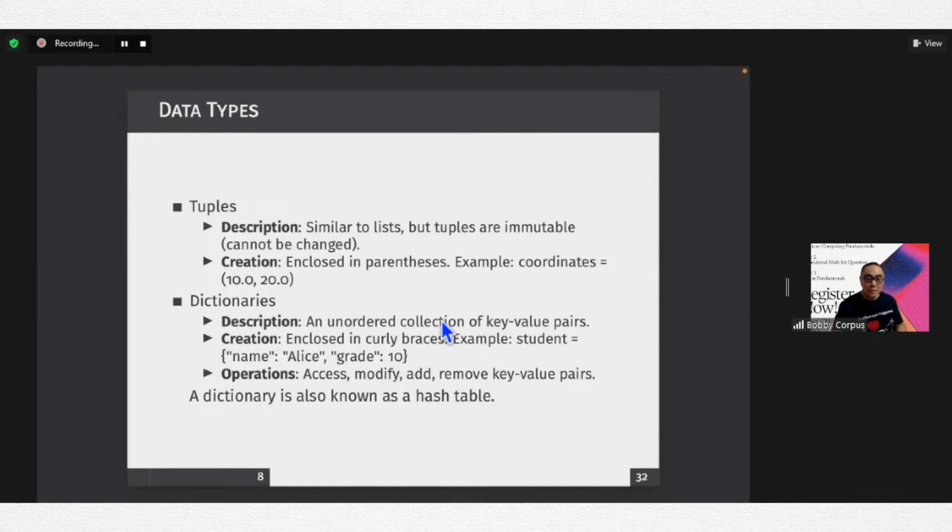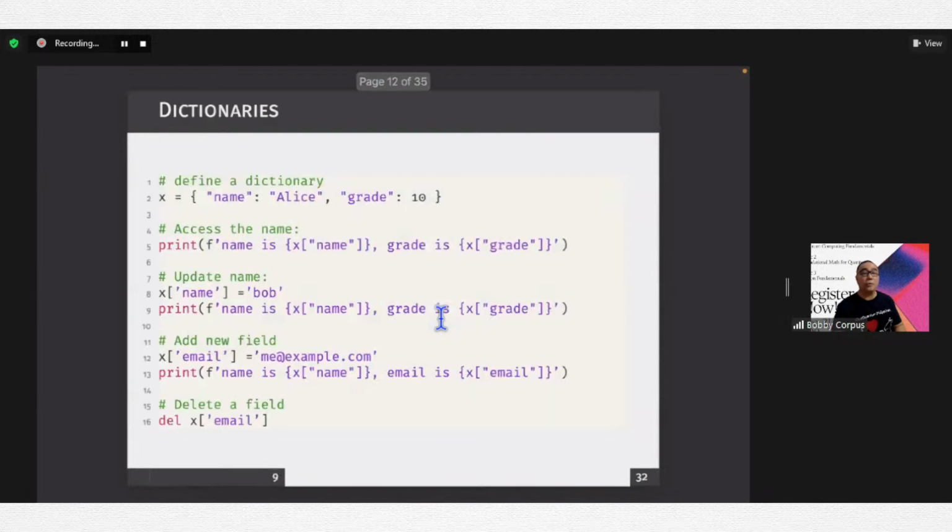Tapos may iba pang after dictionary is so ito yung mga samples ng dictionary, no? So dictionary looks like that, no? It looks like a JSON data structure, no? Tapos ano siya? So meron ka siyang key name and then the other key is the grade and then the value, no? And in order to print that, you just have to access the key.